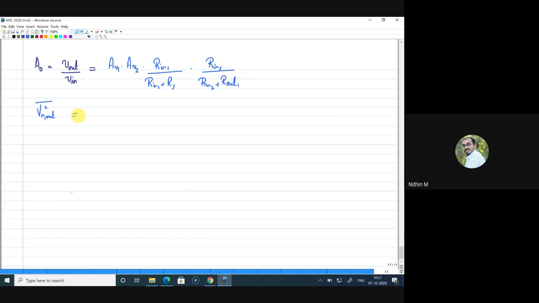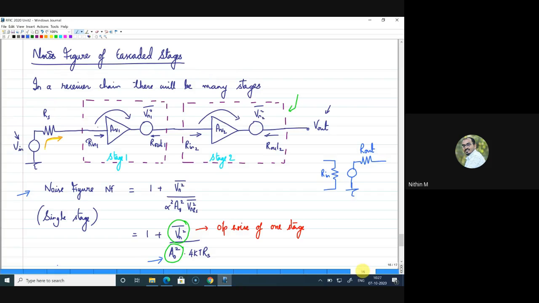So output noise can be represented as, if you look at the system, if you look at the figure here, at the output directly you have some Vn2 square. That is one component of output noise. Along with that, you will have the noise component multiplied by the attenuation or the gain factors throughout the chain, and that is also available here. Those are the two noise components available. One is the Vn2 square component of the second stage itself, and another is the Vn1 square component traveling through the system.